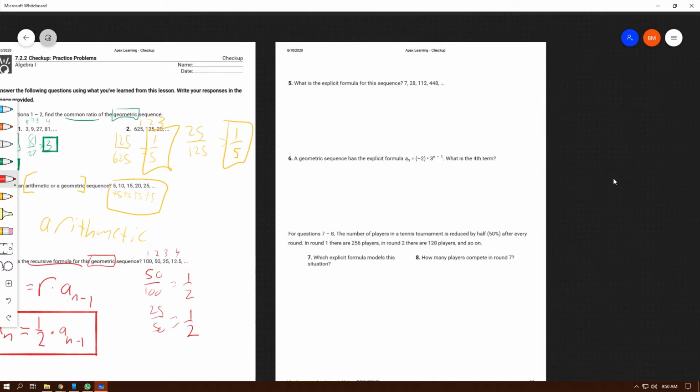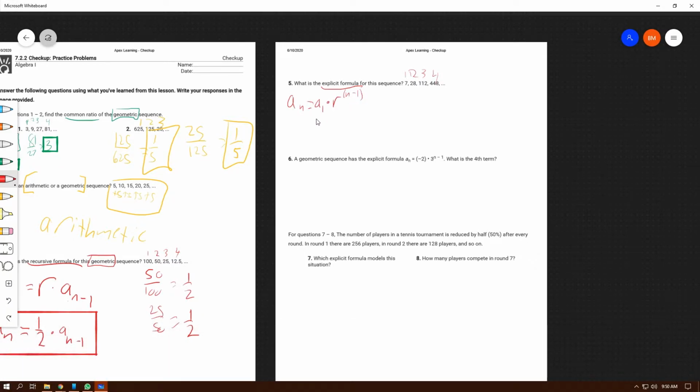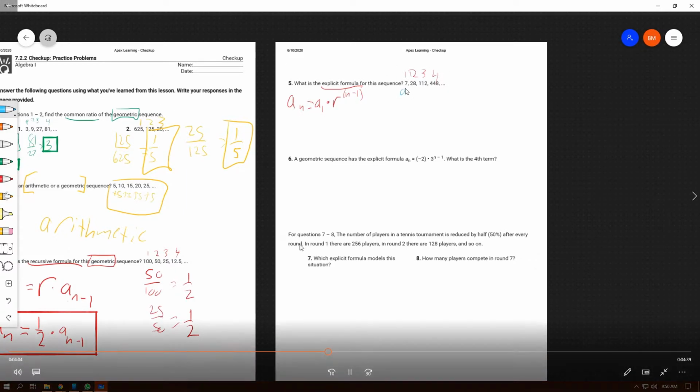Alright, now we want the explicit formula. Now the explicit formula, you need a little bit more. For the explicit formula, you need the first term and the common ratio. So the only difference is I need to add the first term as well. I need the common ratio for both recursive and explicit, but the explicit also needs the first term. Well, the first term's easy. It's 7, they tell us. And then the common ratio is easy too because we know how to calculate it.